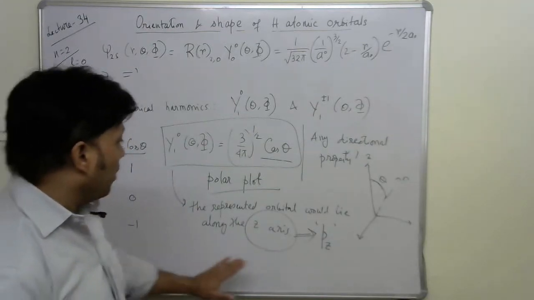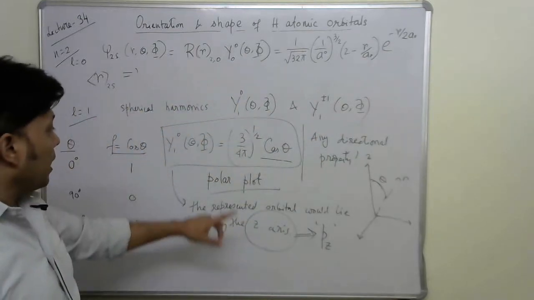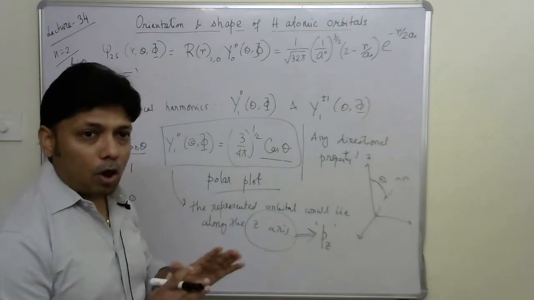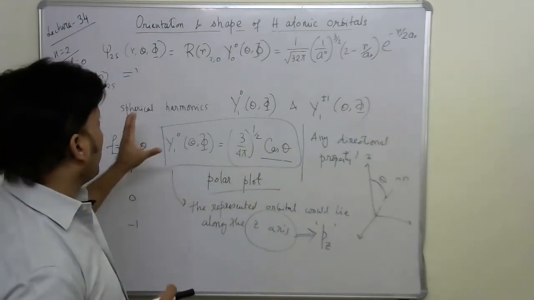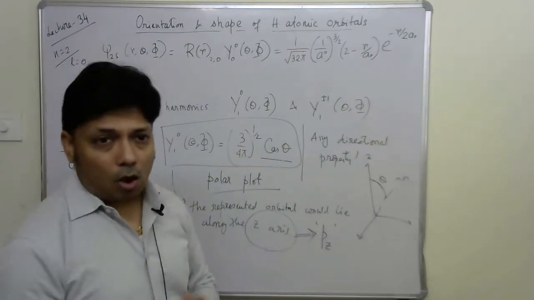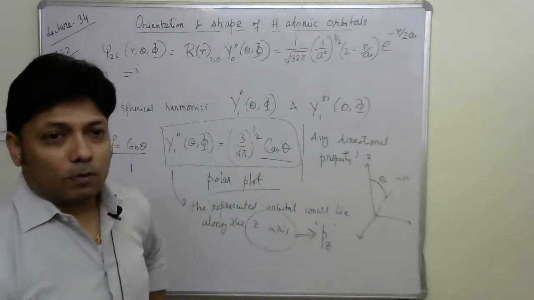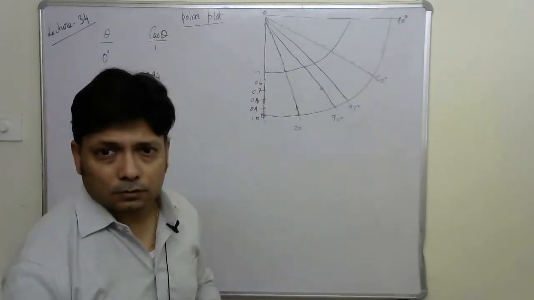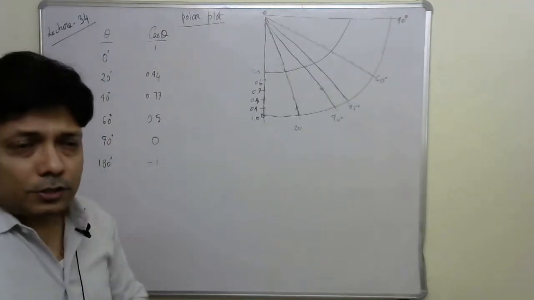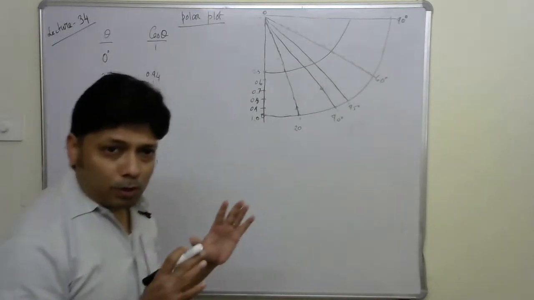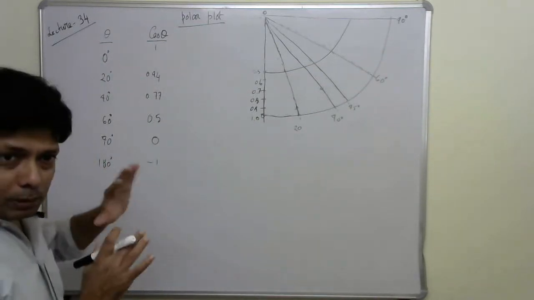So now I am going to clean the board, and I'm going to show you how a polar plot is generated, from which the orientation of the pz orbital can be obtained. That's what I'm going to do next. So let's follow it. Now let me explain the polar plot in the most simple manner.